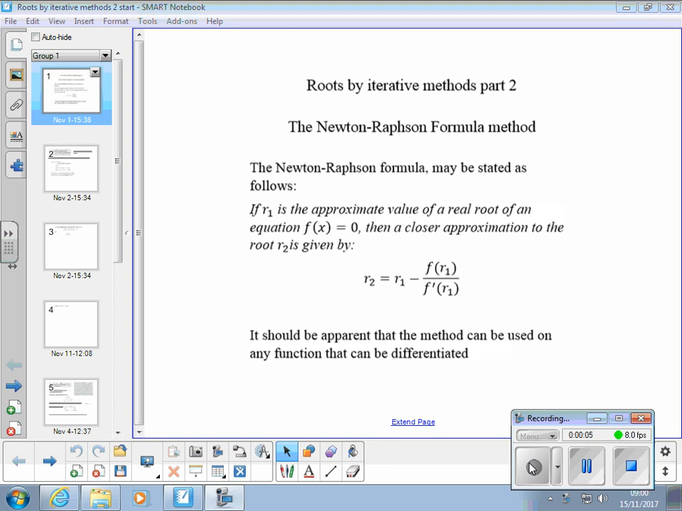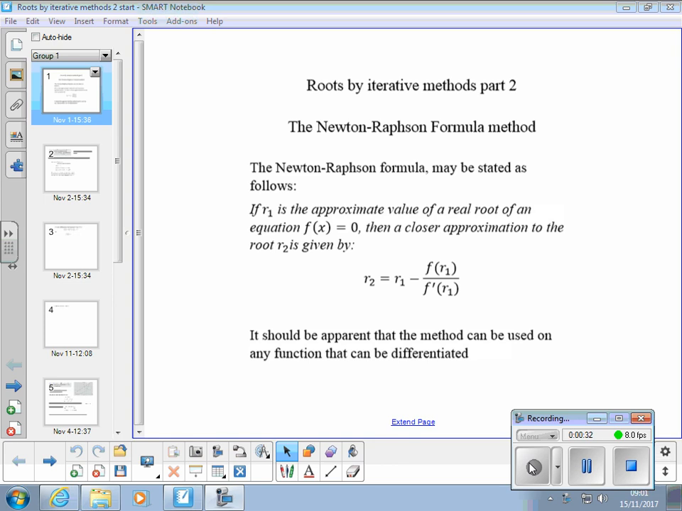Roots by iterative methods, part two: the Newton-Raphson formula method. Right. So I derived the Newton-Raphson formula. We're just going to look at how we can use it to find roots to a specific number of decimal places or significant figures.